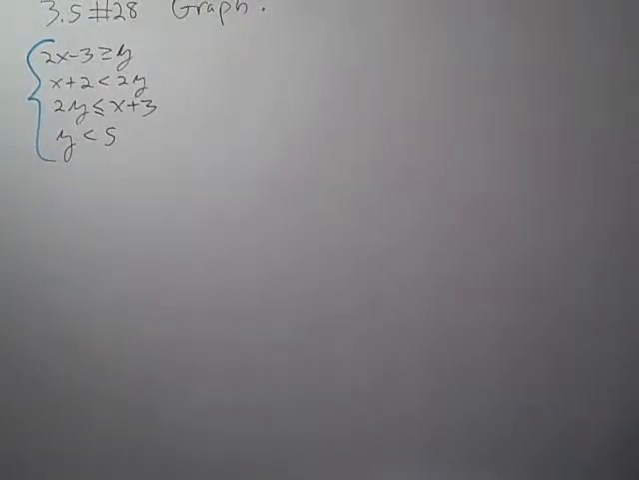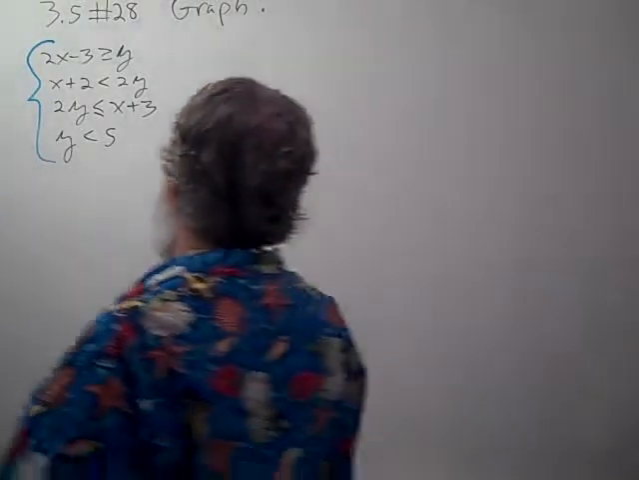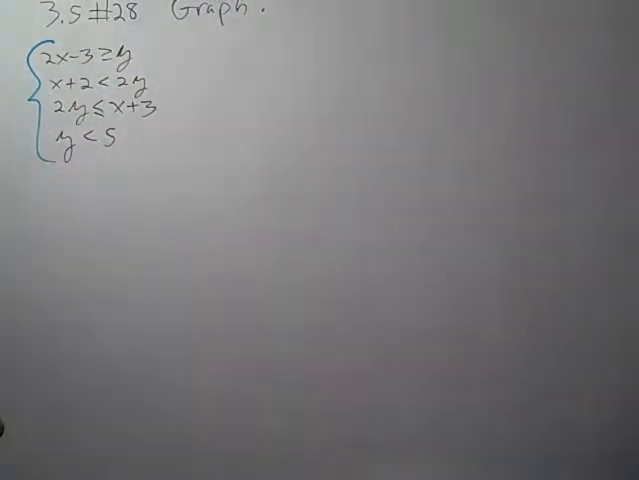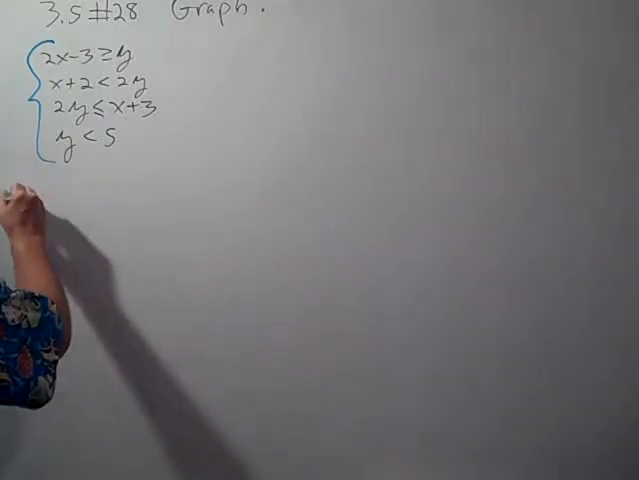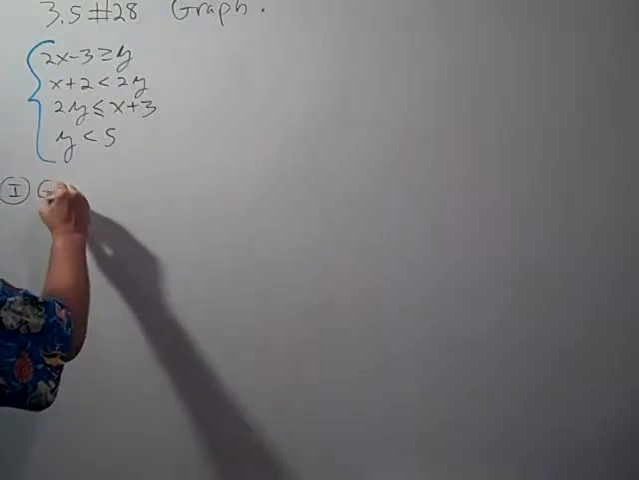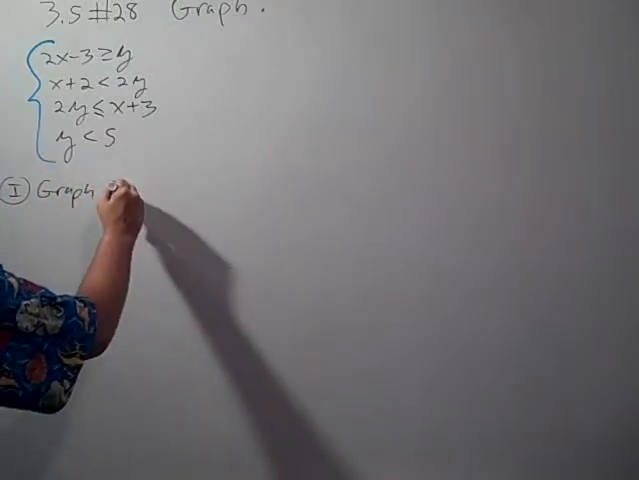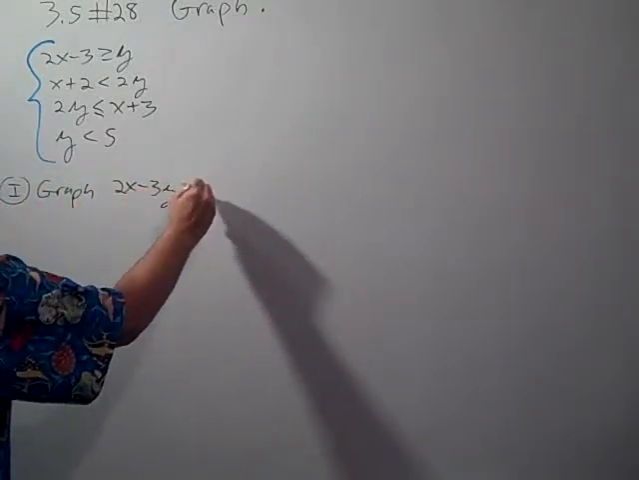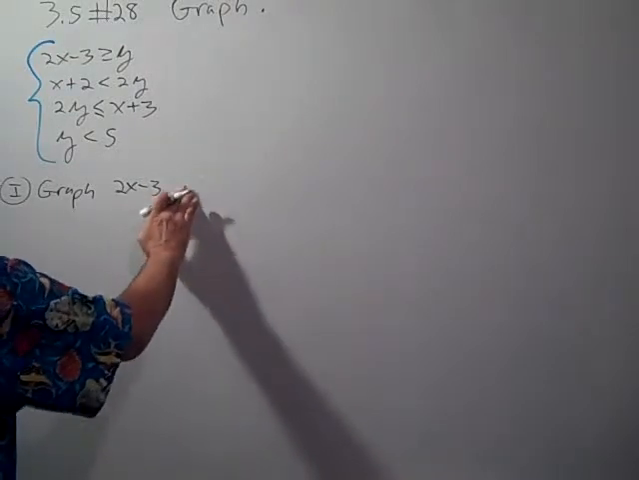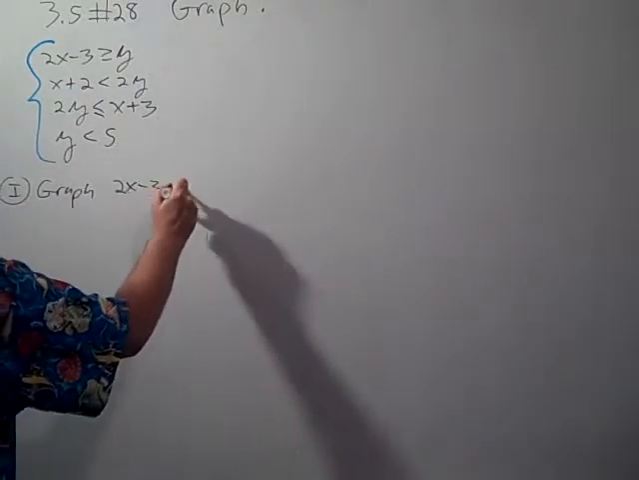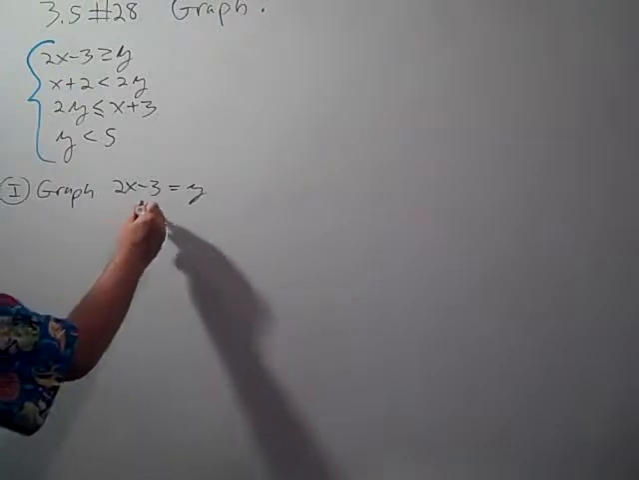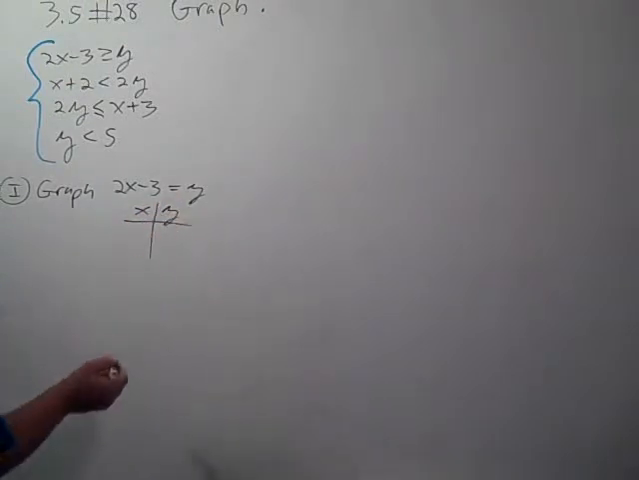Okay, we're given this system of linear inequalities and asked to graph the solution set. So we have to graph each linear inequality separately and look where they all overlap. Starting with the first one, we first graph the line 2x minus 3 equals y. So we need two points on the line to graph it.